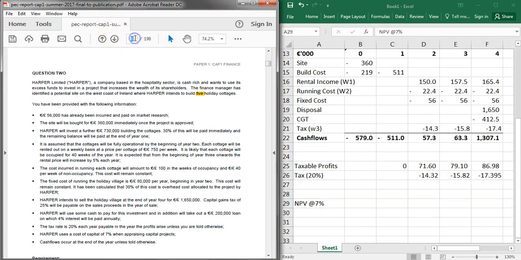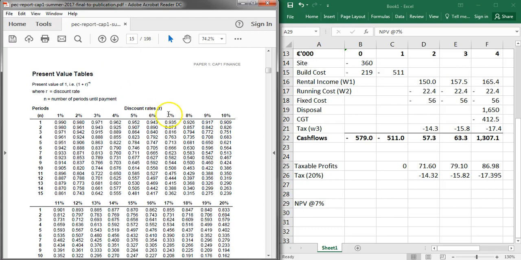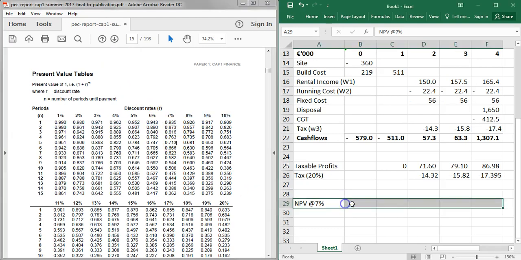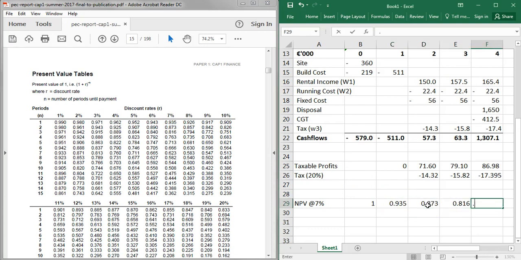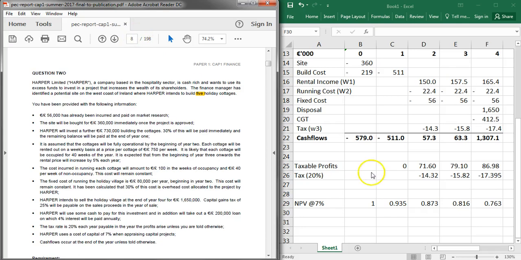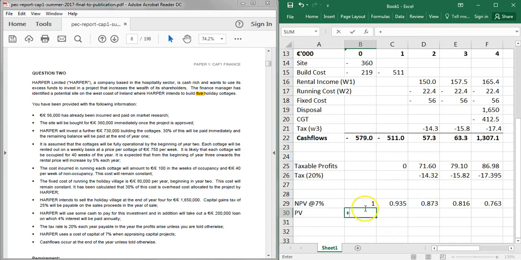If you want to use the tables, that's fine. We have the tables here. You get 7% and you use these discount factors. So discount factor for time 0 is always 1. There's no discount. Then it's 0.935, 0.873, 0.816, and 0.763. So that can be the easiest one to do. You take them from the tables, which will be in the back of your exam paper. Always take the present value tables. 7% is what we're using. Right. So we now get our present value by multiplying the cash flow by the discount factor. So minus 579 times 1 is still minus 579.